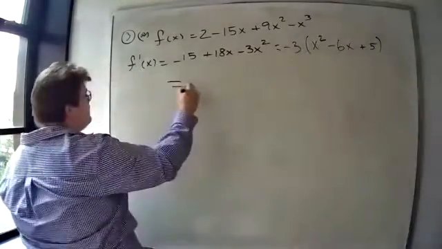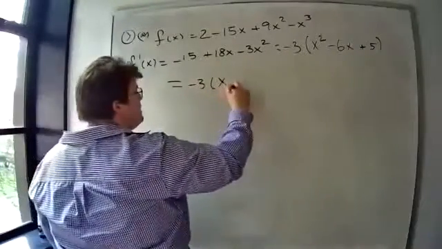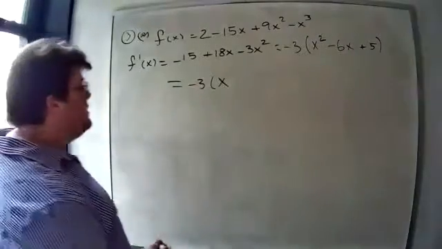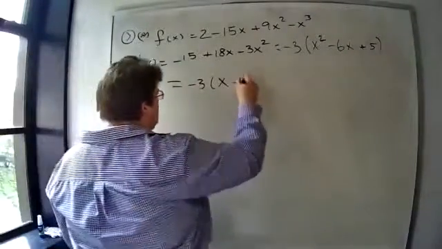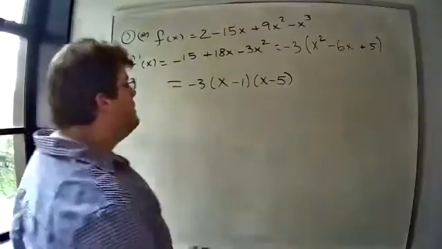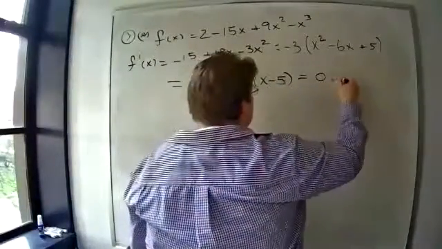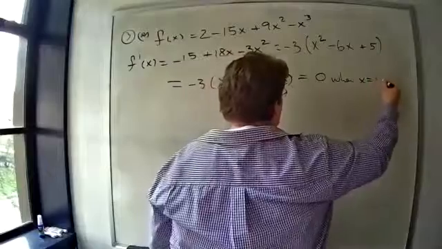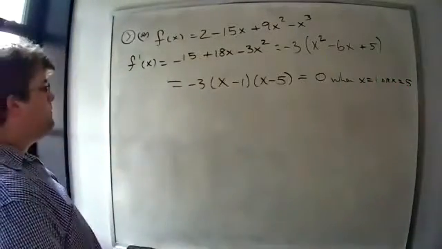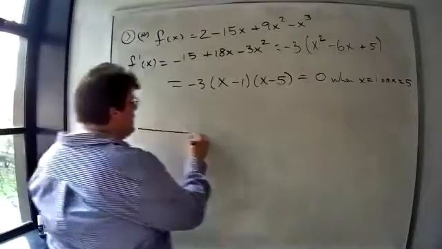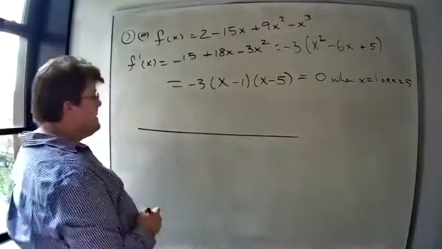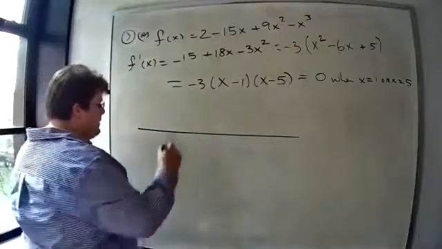That does factor into x. 5 and 1 make 5. 5 and 1 make 6. The negatives work out. So x minus 1, x minus 5. And this is 0 when x equals 1 or when x equals 5. So we have where the derivative is 0. I'll do it like that.